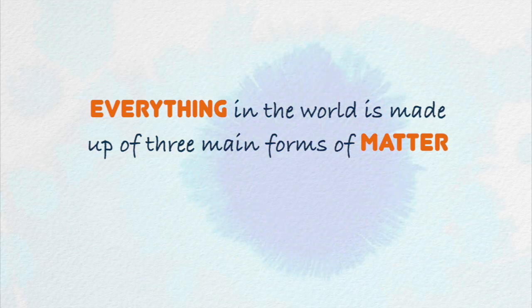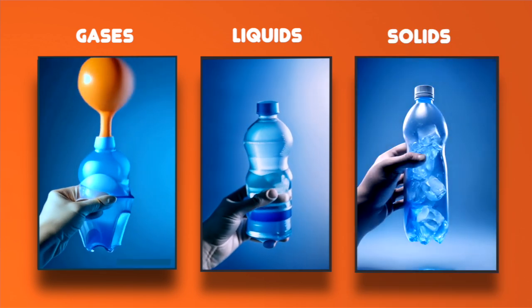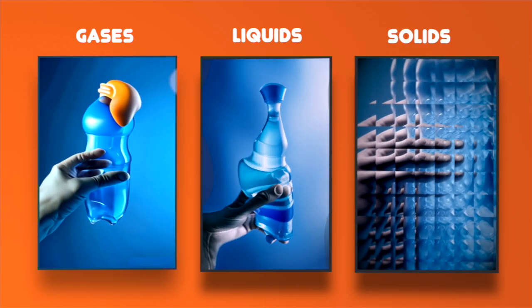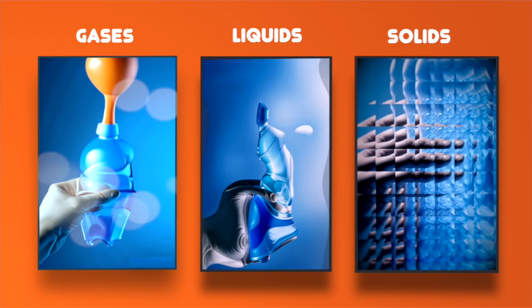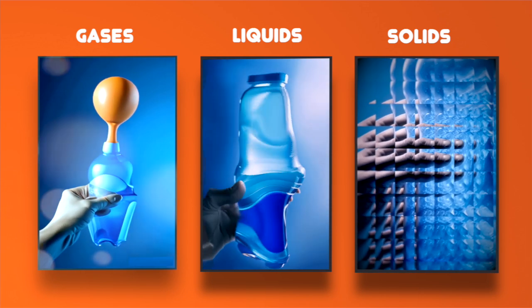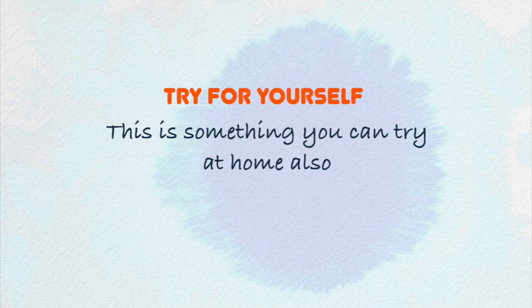Everything in the world is made up of three main forms of matter: gases, liquids, and solids. They all contain tiny particles which behave differently. They are so small you can't see them. We are going to do a little experiment to show the properties and behaviors of these. This is something you can try at home also.